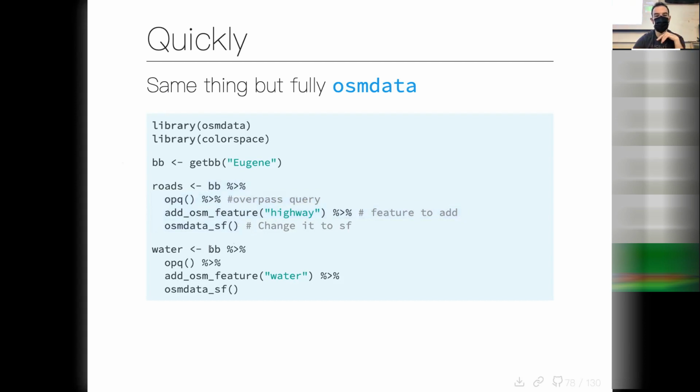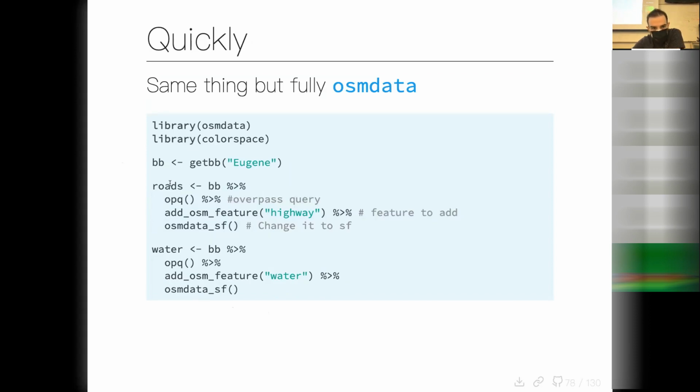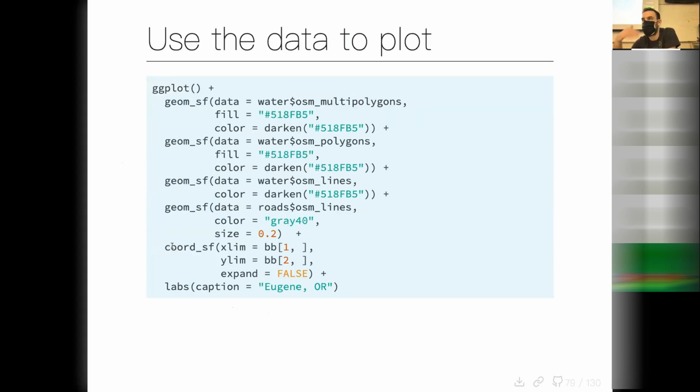And then for water, I can do the same thing, add_osm_feature water, pass that to osmdata_sf. And then we can plot this. This is a little bit interesting because each of these things, the roads and the water, have multiple different geometries. So this first one, I'm taking the multipolygons from water and I'm making them one color. The outline of it, I'm making a little bit darker. Then this is the multipolygon, and this is just the polygons. I'm not totally sure what the difference is between those two. I can't really remember, but you could play with this code and figure it out.